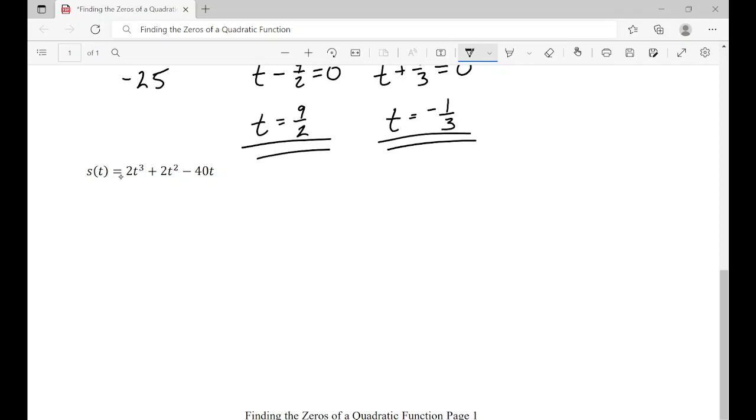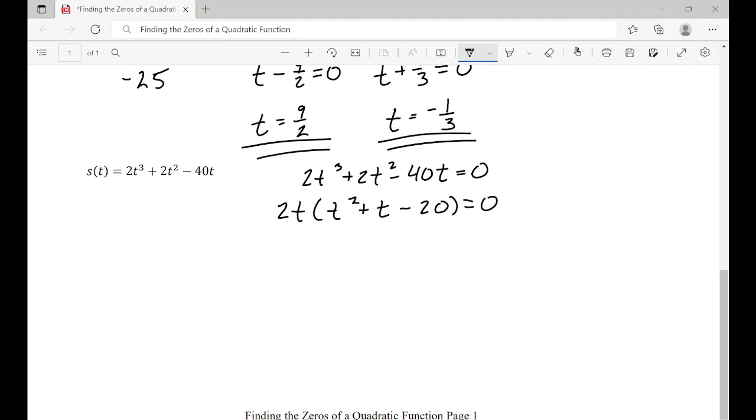Last, s of t equals 2t cubed plus 2t squared minus 40t. So we want to set this equal to 0. So 2t cubed plus 2t squared minus 40t equals 0. And I look at this and I can see immediately there's a GCF. And if I can make my life easier, I'm going to do that. I want these numbers to be smaller. So I can factor a 2t out of the whole thing. And when I do that, I'm going to be left with t squared plus t minus 20 equals 0.